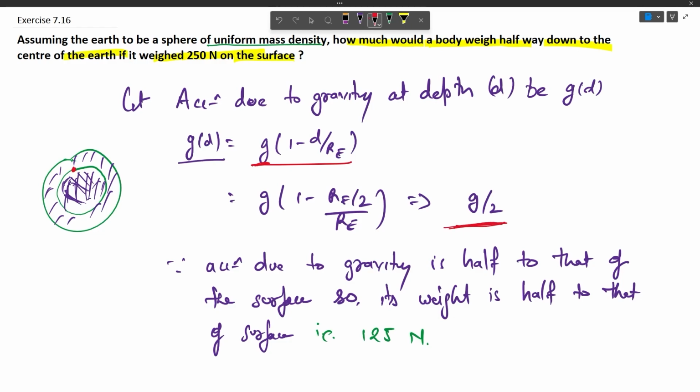So since acceleration due to gravity will be half at this depth, the weight would also be equal to half of the weight at the surface. That is, if at the surface the body has a weight of 250 newton, then at the depth of half of the radius of earth, it will weigh 125 newton. Thank you.